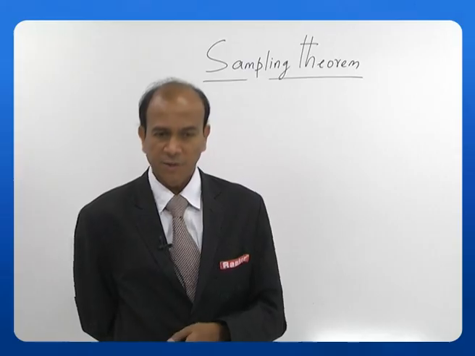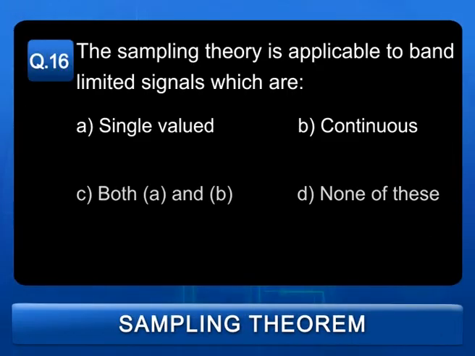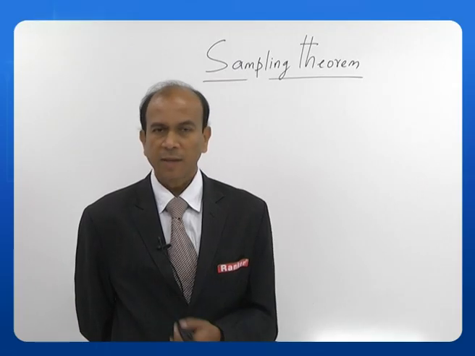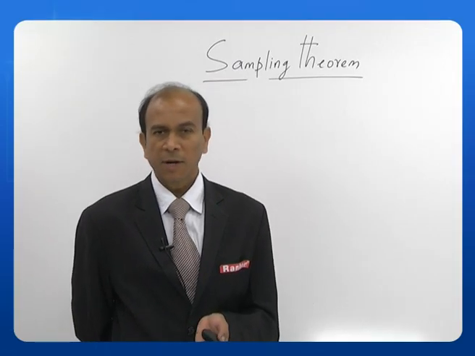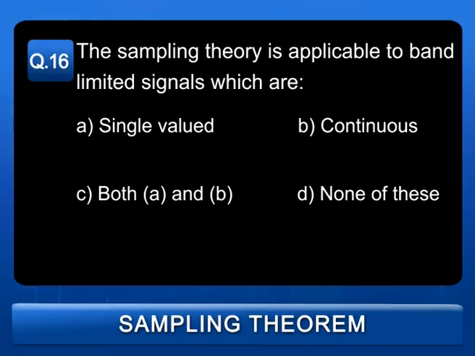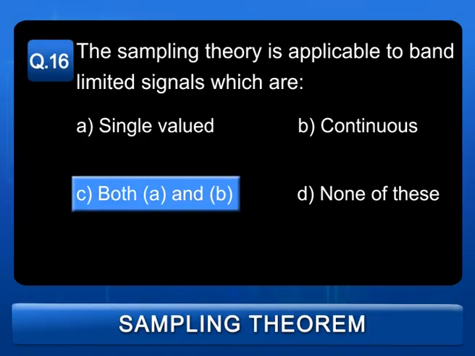Let us see the 16th question. The sampling theory is applicable to band limited signals which are A. Single valued, B. Continuous, C. Both A and B, and D. None of these. The answer is sampling theory can be equally applied to continuous and also single valued signals. So, the answer is C. Both A and B.